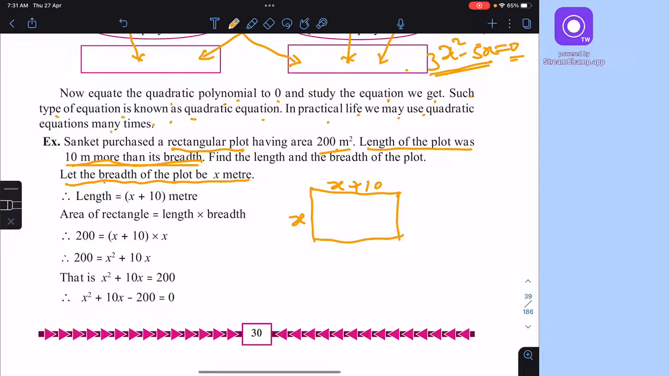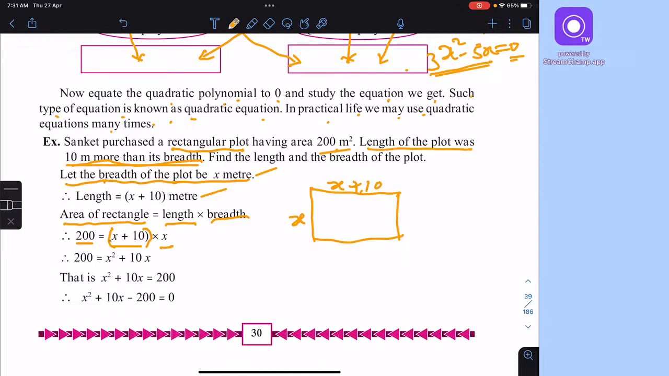Let the breadth of the plot be x meter, and therefore the length is x plus 10 meter, because it is given that the length is 10 meter more than breadth. Now we have the formula, area of the rectangle is equal to length into breadth. Area is given as 200, length as per the given conditions x plus 10, multiplied by breadth x. This bracket is important because x and plus 10 both are going to multiply x.